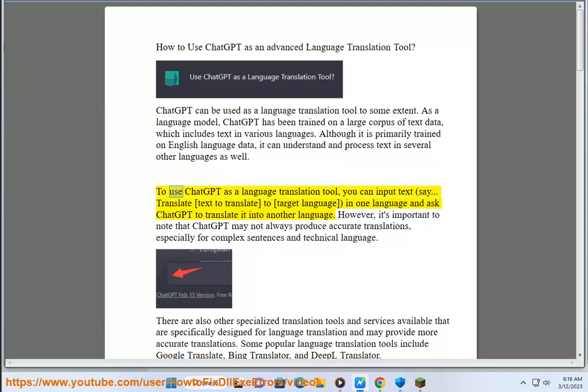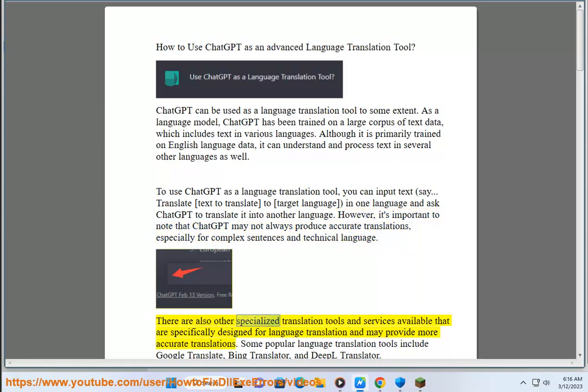To use ChatGPT as a language translation tool, you can input text in one language and ask ChatGPT to translate it into another language, for example, by saying "translate this text to the target language." However, it's important to note that ChatGPT may not always produce accurate translations, especially for complex sentences and technical language.